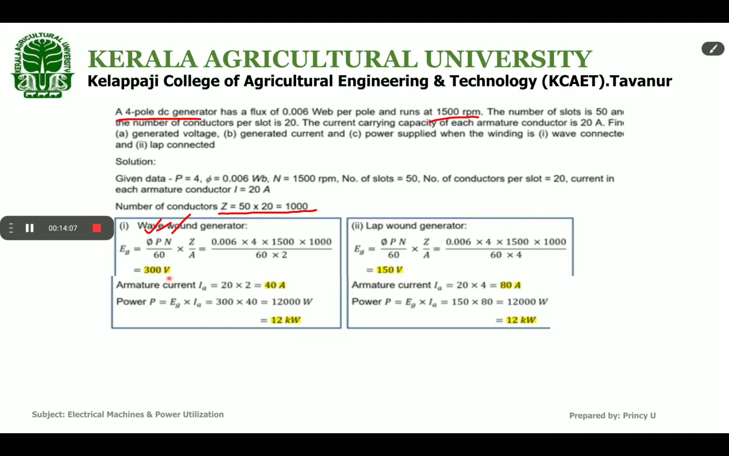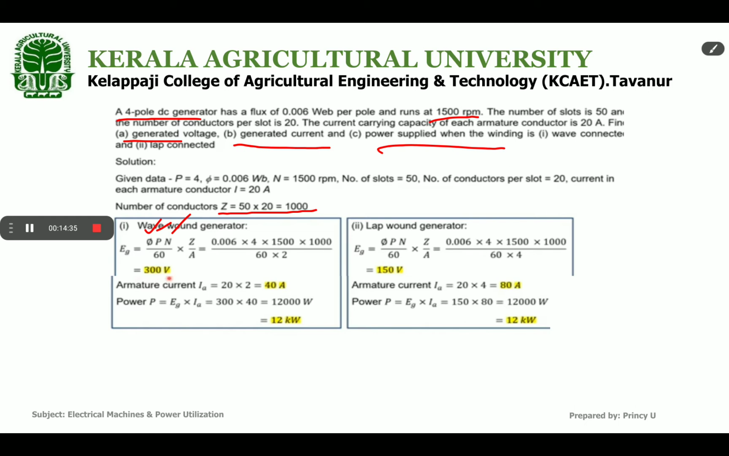The current carrying capacity of each armature conductor is 20 ampere. So for one parallel path, the total current will be 20 ampere. Okay. So find out generated voltage. So we have to find out what the armature current will be. Also the generated current is the second question. We have to find out generated voltage, and also you have to find out generated current and also power supplied by the winding.